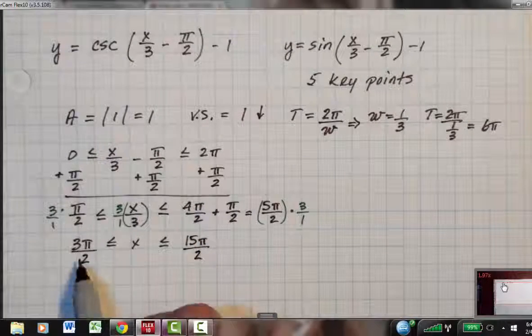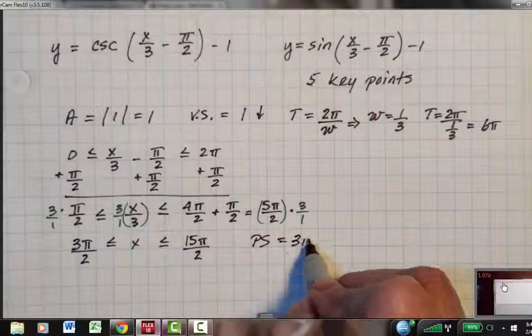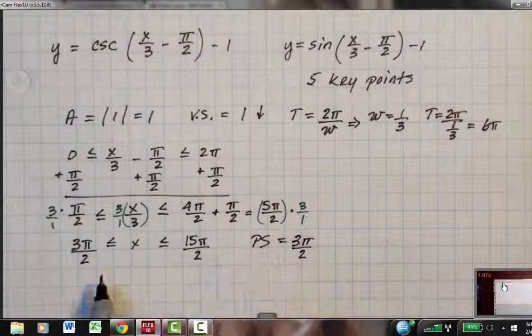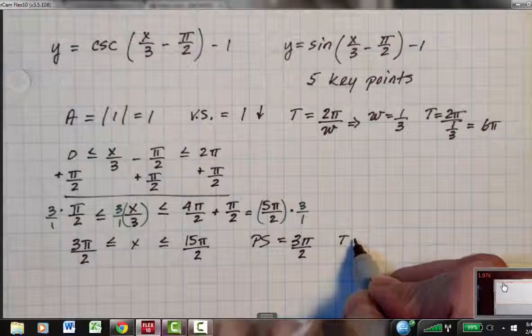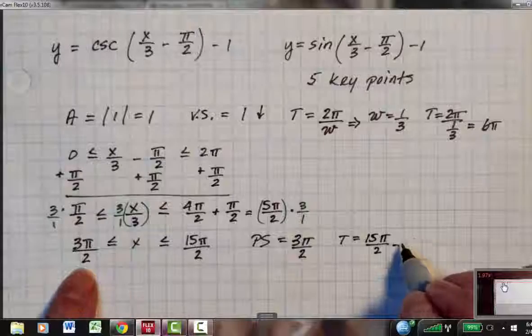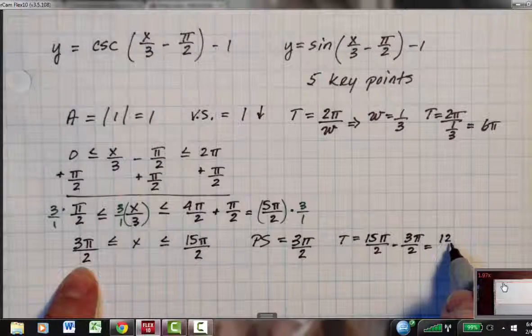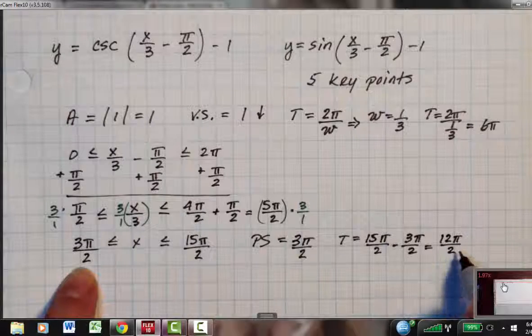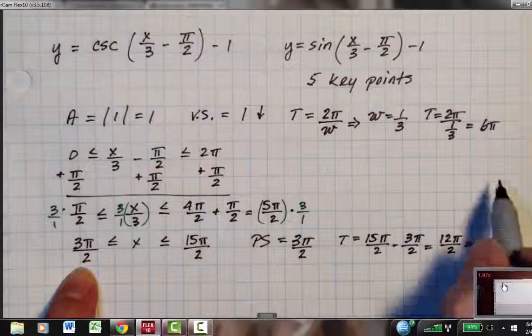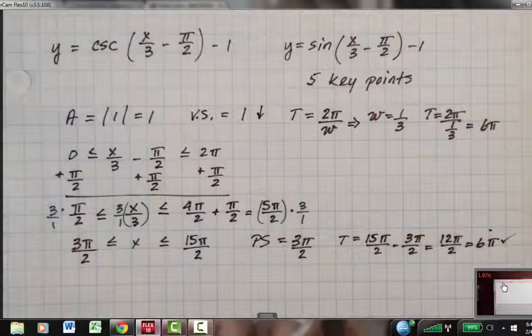So then that tells me that my phase shift is 3 pi over 2, which means I'm going to be moving to the right. And if I take the end of my period, 15 pi over 2, and subtract the beginning of my period, 3 pi over 2, I should end up with the same period that I had before above, which was 6 pi over 2. So that checks. Now I'm ready to go ahead and graph.